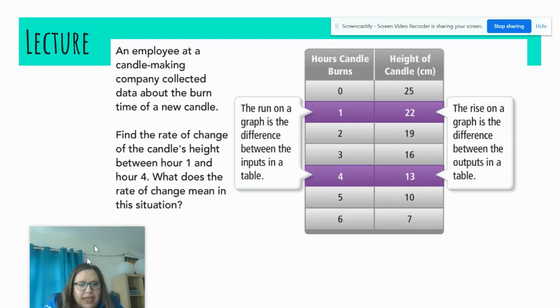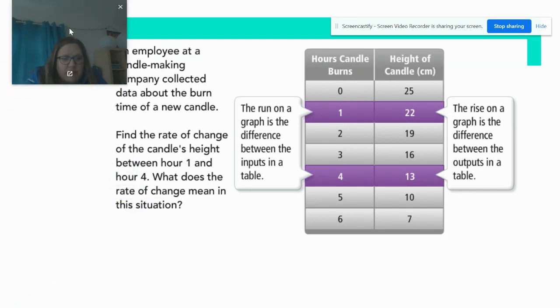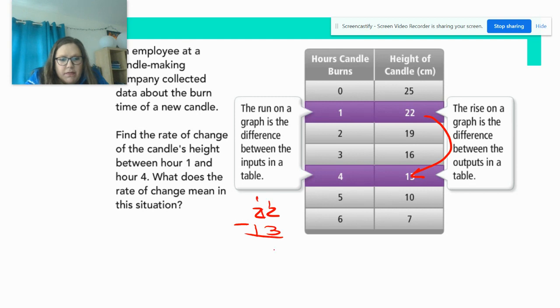All right, a candle making company collected data about the burning time. Find the rate of change between hour 1 and hour 4. What does this mean? So the height of the candle is going to be y, and we're going from 22 down to 13, which is going to be a change of 9, so we're going down 9 over 4.